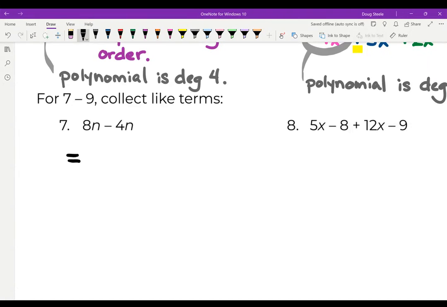If it's too difficult to think of the n as something that we're adding or subtracting, you could try to make it more of a physical concept. Like I think of apples. 8n minus 4n is like having 8 apples and taking 4 apples away. How many apples do you have left? So in this case, I have 8 n's, and I'm taking 4 n's away, and that leaves us with 4 n's left over.